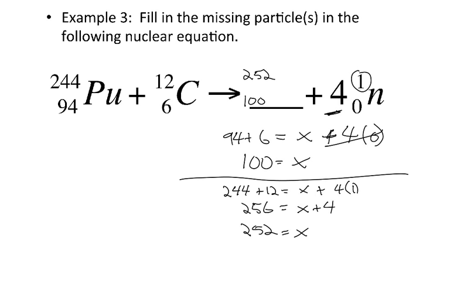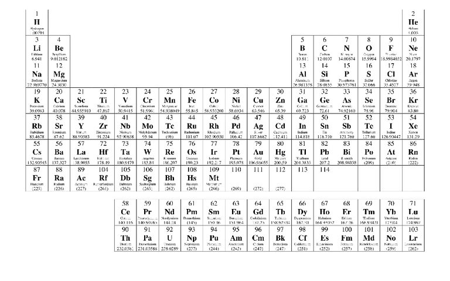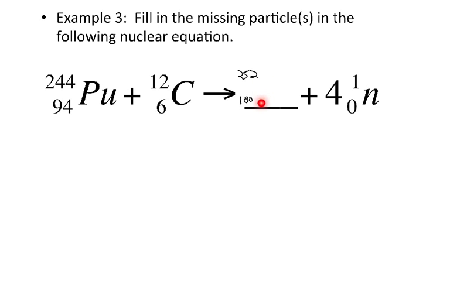All right, so then I go back to my periodic table again. And I find element 100. It's fermium down there on the bottom right. Finish our problem. All right, so with a little bit of practice, I think you'll find balancing these nuclear equations is not too bad.